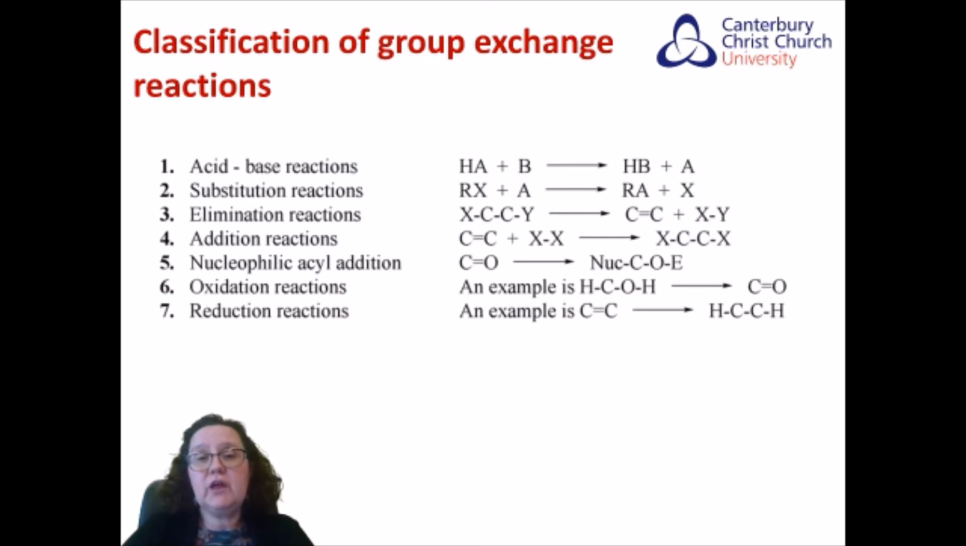So this is just a table with some general classification of how you can divide functional group exchange reactions. You can have acid-base reactions, you can have substitution reactions, and elimination reactions to form, for example, double bonds or triple bonds. You can have addition reactions, and those are on a double bond or a triple bond. You can also have nucleophilic substitutions, for example, nucleophilic acyl additions on a carbonyl group. And finally, you can have oxidation and reduction reactions.